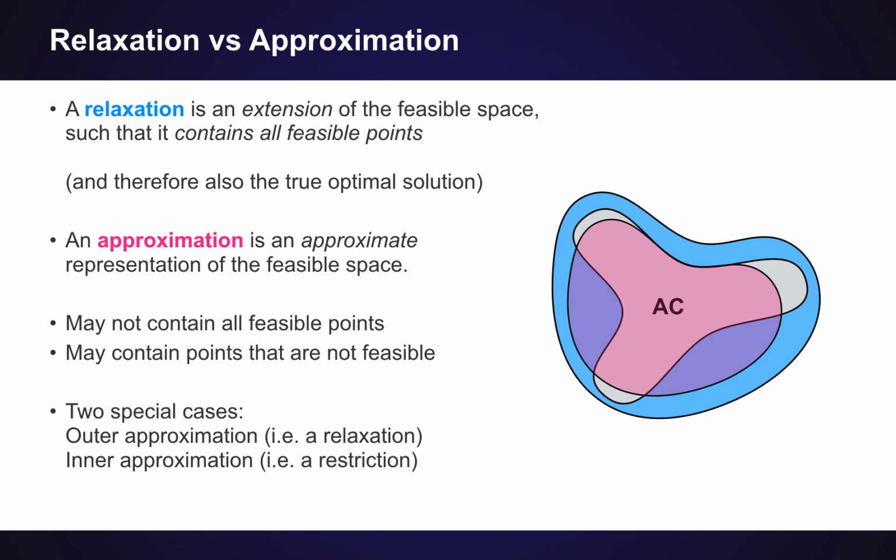And then also an interesting particular kind of approximation is an inner approximation, what we can also call a restriction. That is essentially an approximation which is known to not contain any infeasible points. So essentially it would be something that would only capture part of this gray region and would not contain anything outside of that gray region.